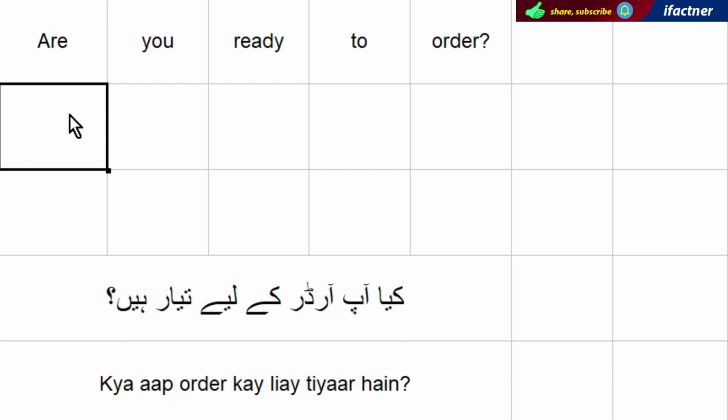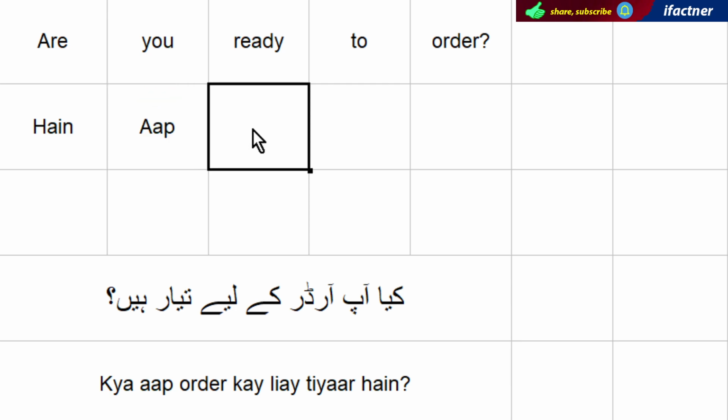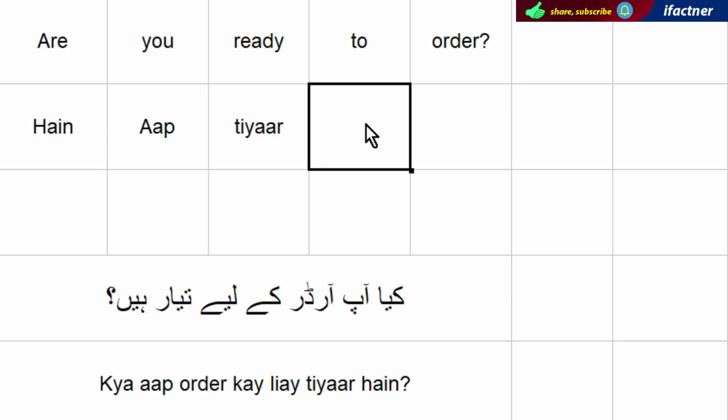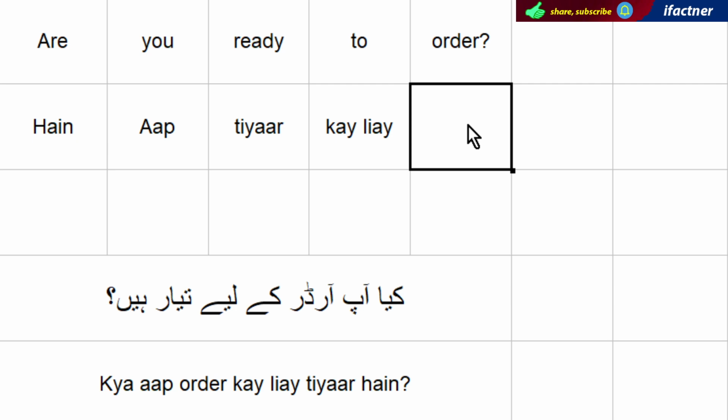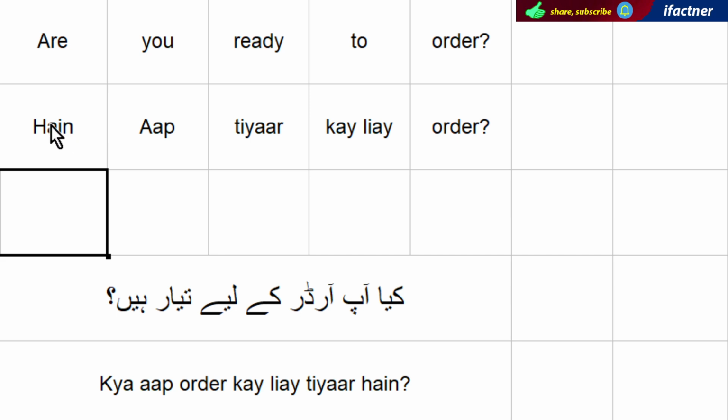First, I will translate it in Roman Urdu. So, are can be translated as हैं. You, आप, ready, तैयार. To, के लिए. And order is order. Now you see that if we translate literally, then we get the sentence हैं आप तैयार के लिए order.